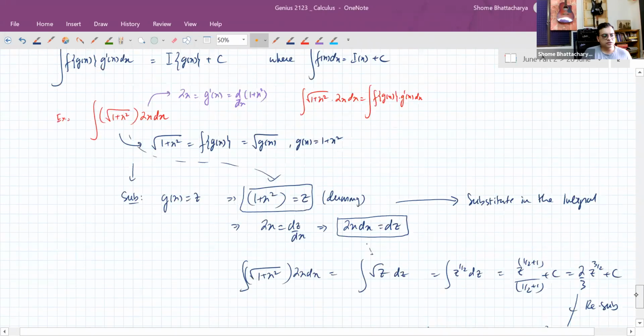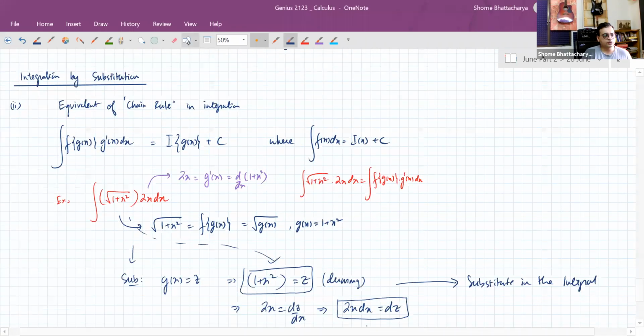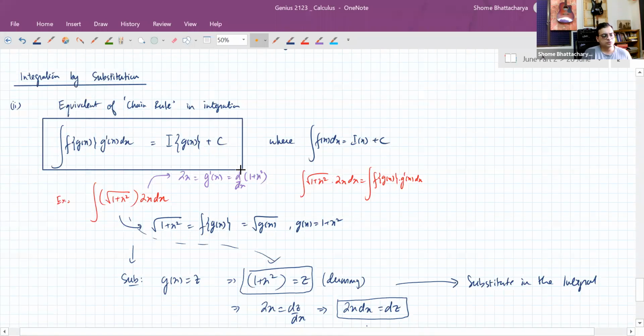Okay, so having understood the steps, now we come back to the original form of this. Let's observe how this actually comes. This comes by just applying these same steps that we have done for this particular integration, square root of 1 plus x square into 2x dx, but applying it to this. So here we will be substituting g(x) as z. So this will become f(z) dz. So integration of f(z) is I(z) plus c, and then resubstitute z as g(x). So that is the general method.